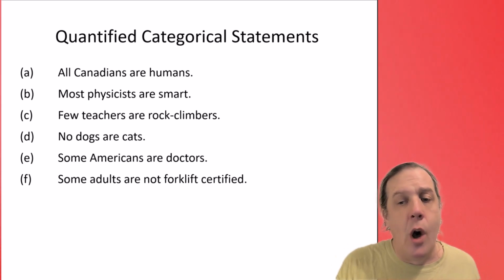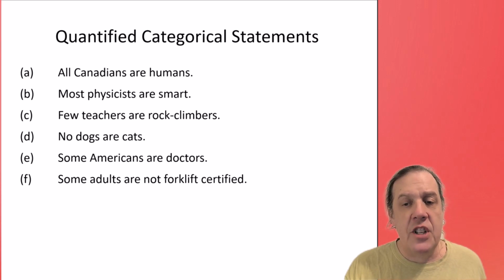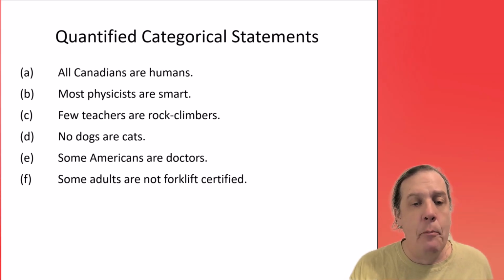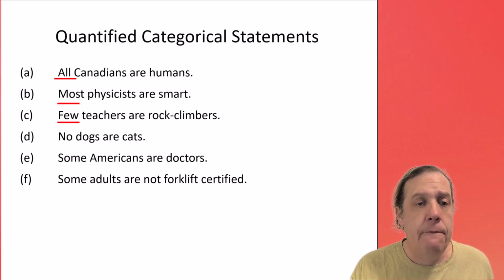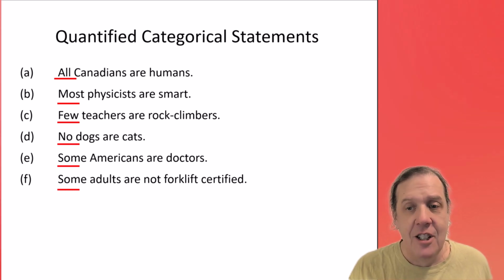We call these quantified because they all have words in them that denote how many, right? All Canadians, most, few, no, some, and then some again, except this is actually some are not. We call the words that denote quantity here quantifiers.